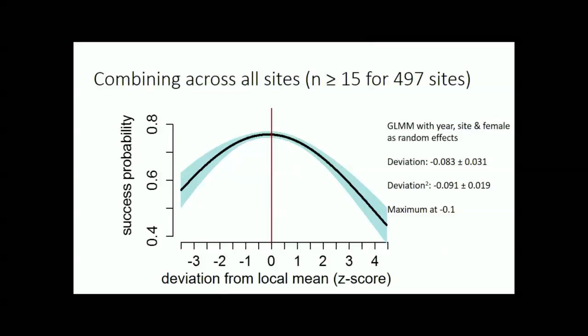So for example, if we take here the measure is the probability that a breeding attempt is successful, in other words, whether it fledges any young at all, in relation to the deviation from the local, the nest box specific mean laying date for that individual site. And we've got about 500 nest boxes where there's 15 or more observations for each box. And correct for various random effects, of course.